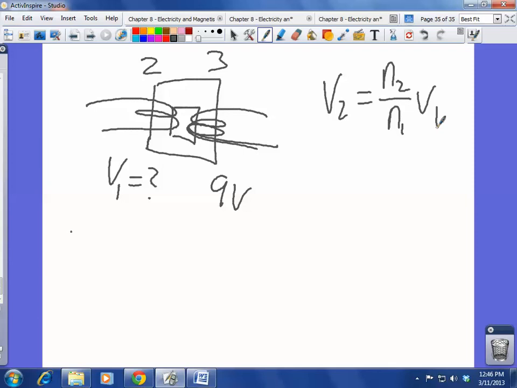What are you doing right away? Is that voltage going to be higher or lower? Lower, right? Because on the left, on that input, you have fewer turns than on the right. So your voltage should be lower.